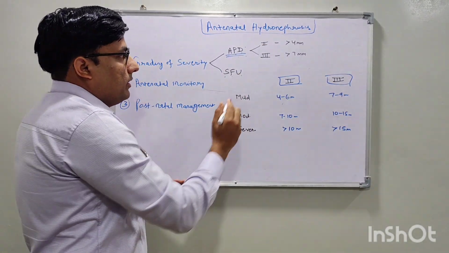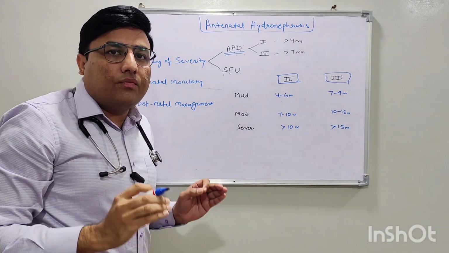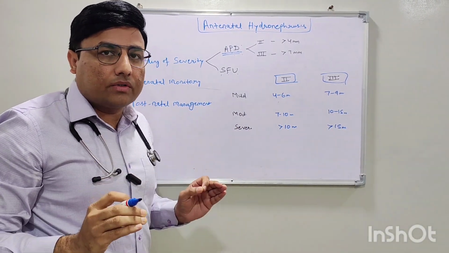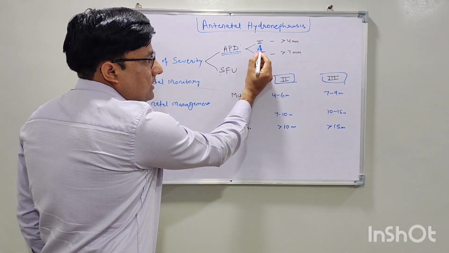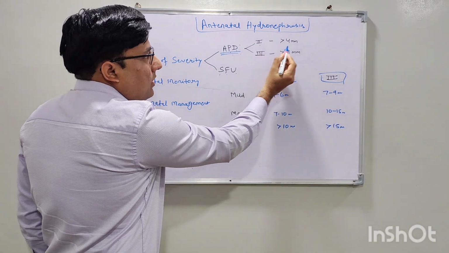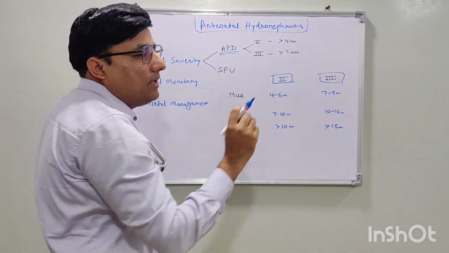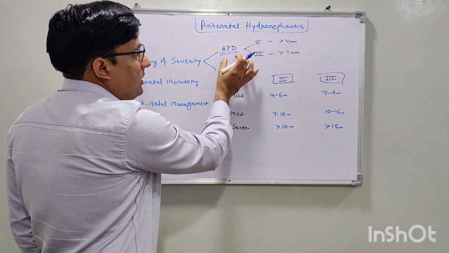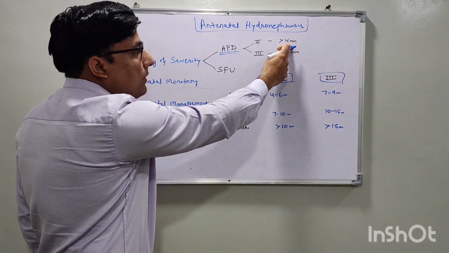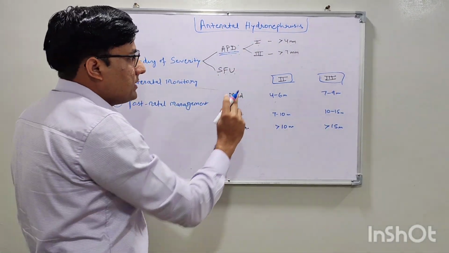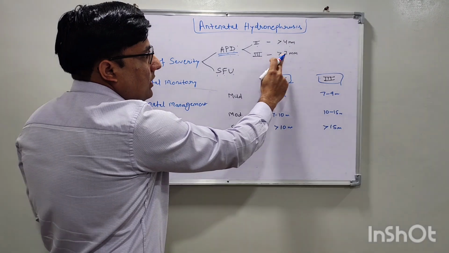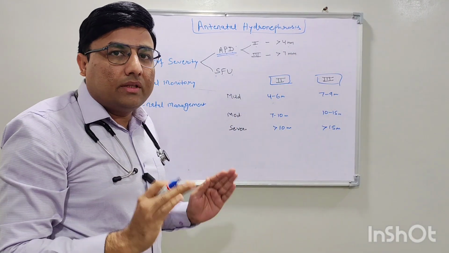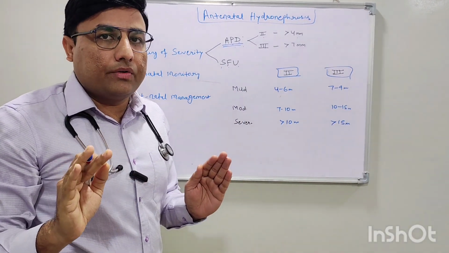So here, what is the significance when we will call it hydronephrosis? If the fetus is in the second trimester, more than 4 mm is antenatal hydronephrosis. AP diameter of the renal pelvis, if it is more than 4 mm, then it is hydronephrosis. But in the third trimester, if it is more than 7 mm, then we call it antenatal hydronephrosis.